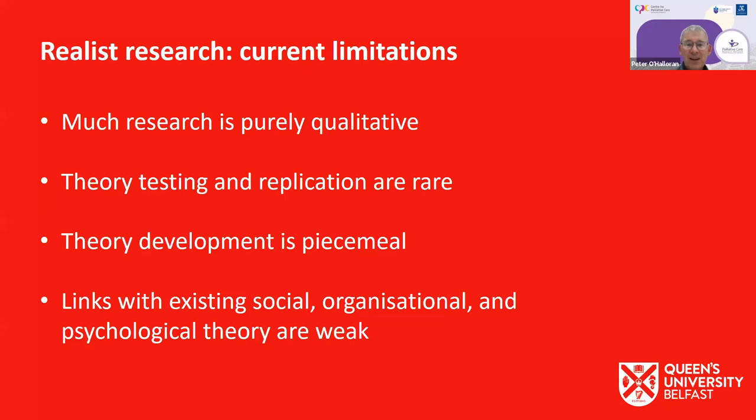I've been blowing the trumpet here for realist research. What are the limitations? Well, much of the research is purely qualitative. Okay, so we need to move beyond that, I think, so that qualitative research is happening alongside quantitative research so that we can link outcomes more effectively to theoretical mechanisms. Theory testing and replication are rare. In other words, a lot of research is producing novel CMOs, novel research syntheses, but those are not often tested and very often not replicated. And therefore, theory development is piecemeal.